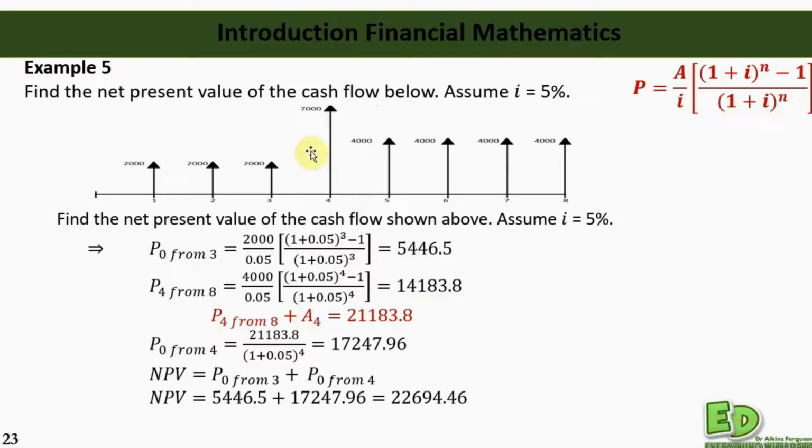It's not a period 0 value, it's in period 4. It brought us here. So what do you do? You add the 7,000 to the 14,183.8. Then you have 21,183.8. It means that this value is in period 4. We'll add the single sum to whatever value we have. We carry that total amount of 21,183.8 as a single sum.